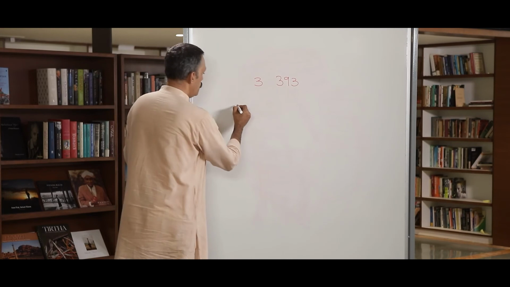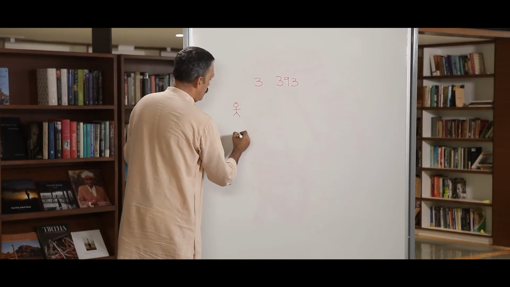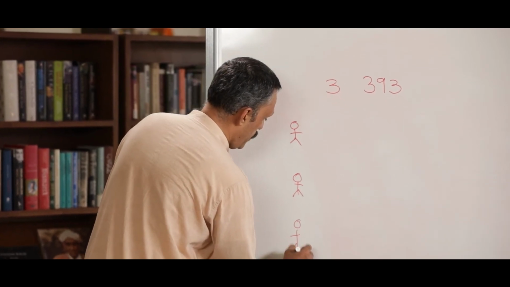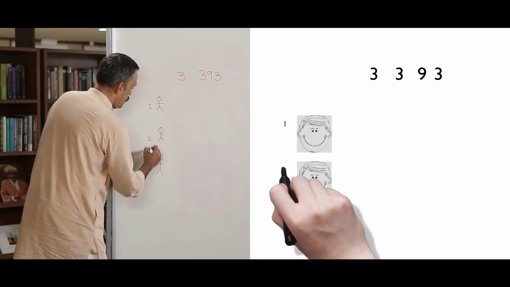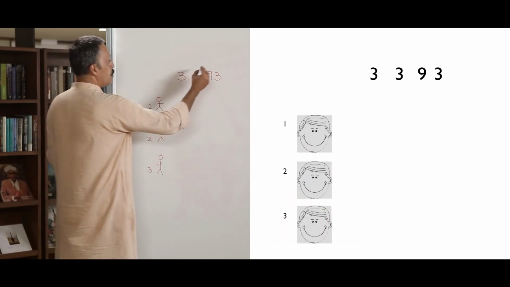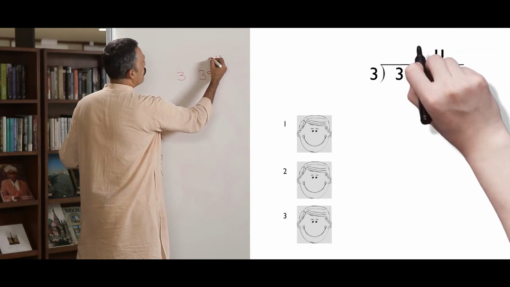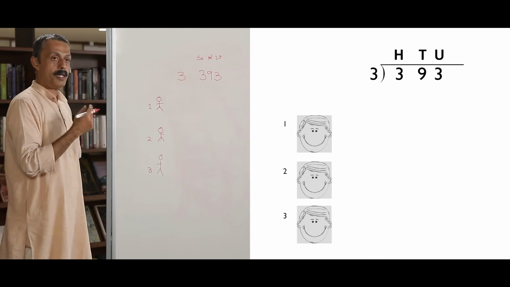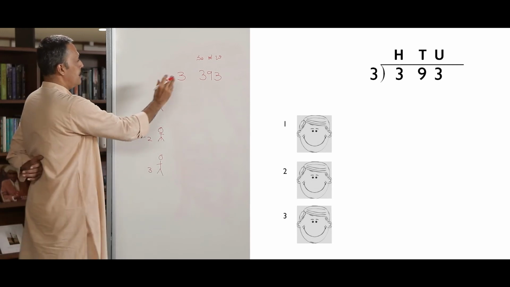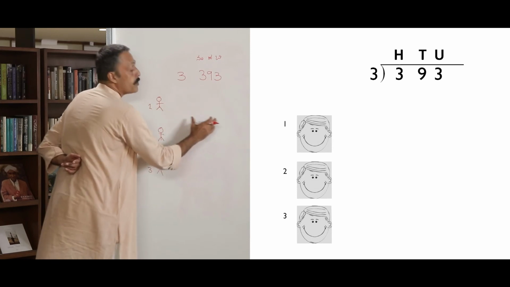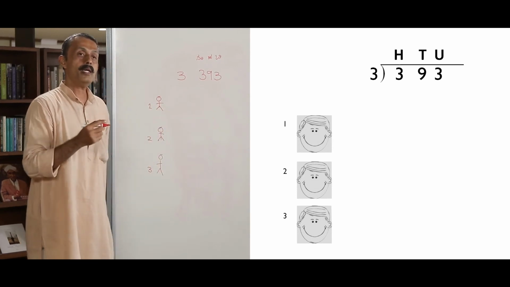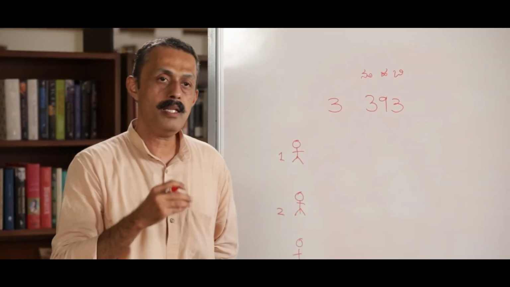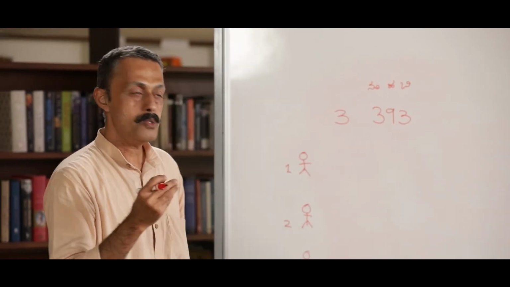Who are these three people? This is one. This is the second person. This is the third. One, two, three. In 393 units, tens, hundreds. These three places are there. What did we say during division? Everyone should get something in each place. They have to get something. Sometimes they will get something, sometimes they don't get it. If they don't get it, we have to show it that they did not get anything.